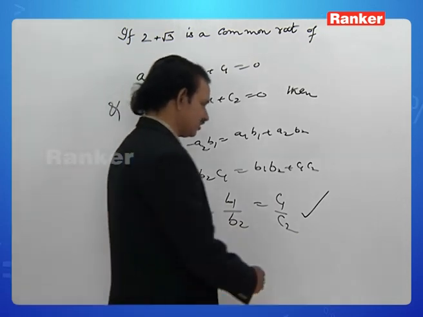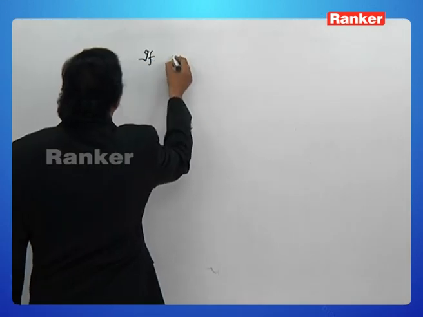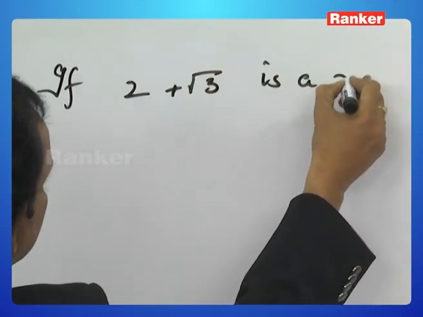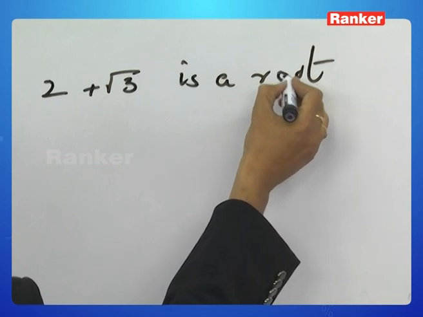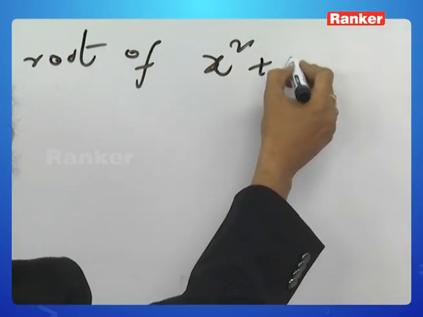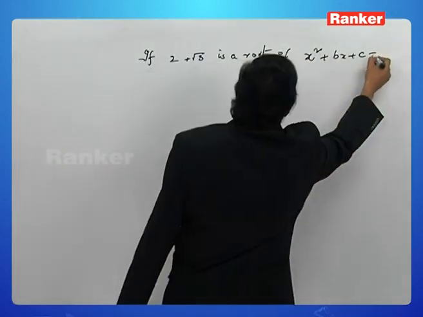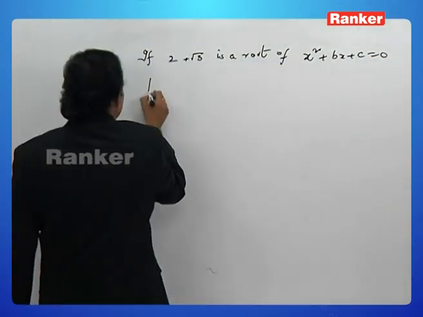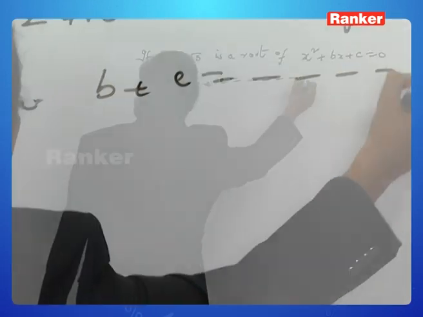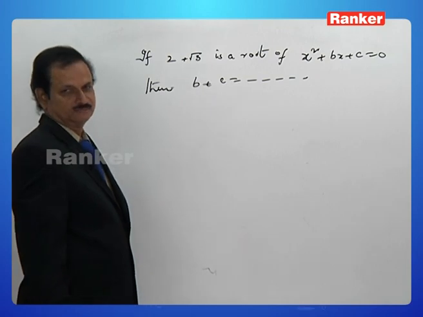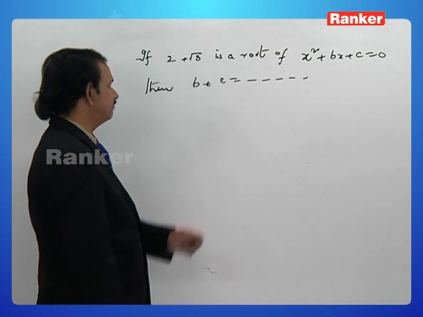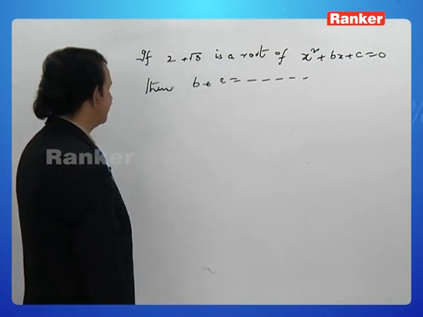Well, one more thing we shall see. If 2 plus root 3 is a root of x square plus bx plus c is equal to 0, then b plus c is equal to, this is the question. We are supposed to have the values of both b and c, thereby you will be getting b plus c, and it is not difficult at all.